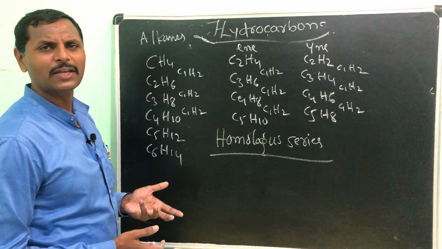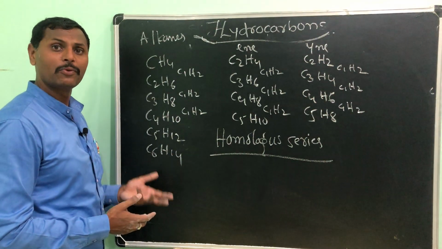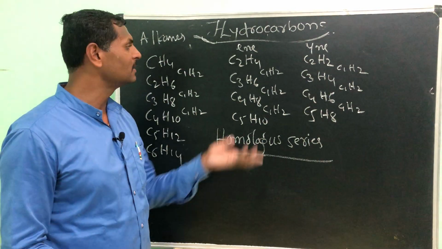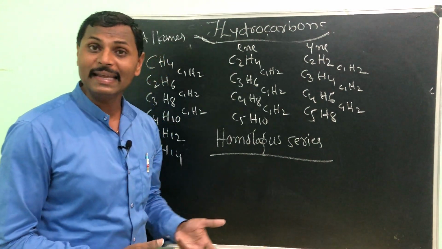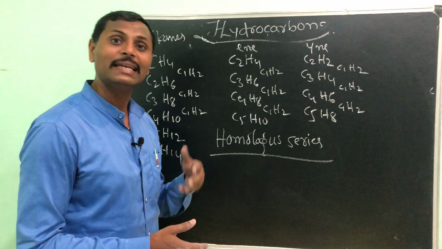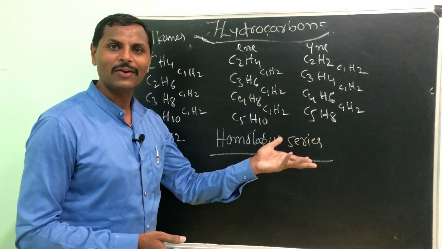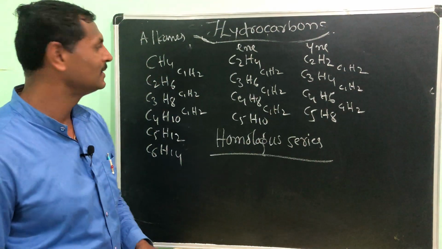Homologous series, if you write all the alkane members in a series like methane, ethane, propane, butane, pentane, hexane, heptane, octane, nonane, decane, that is a homologous series. Like that, ethene, propene, butene, pentene, hexene, heptene, octene, nonene, decene. Okay, so same like that you can follow here also. Understood? These are all homologous series.